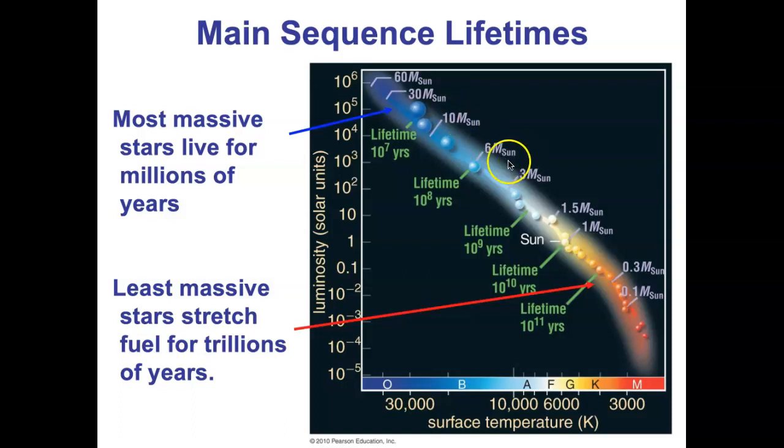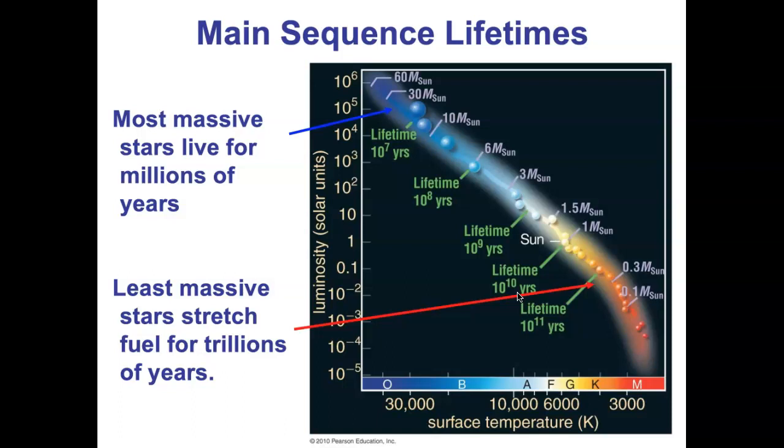But as you go down the main sequence, these stars are getting less and less massive, which means they don't have to burn their fuel as fast. They're not as luminous. And since they don't have to burn their fuel as fast, they make that fuel last longer, so that a star like the sun is going to live a lifetime of about 10 to the 10 years. What is 10 to the 10? 10 to the 10 is 10 billion years. Right? Our sun is going to live a total lifetime of 10 billion years.